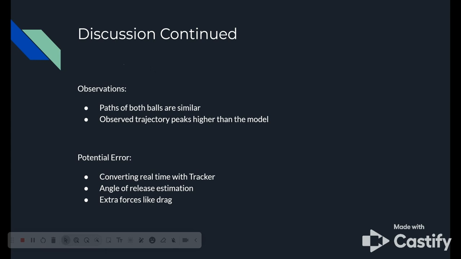Also, I noticed that the observed trajectory peak was actually higher than the model, which I thought was a little weird, because I figured if any apex would be higher, it would be the computational model, because there's no drag. So that surprised me a little bit, but that means that it's likely due to one of these other potential errors, such as converting the real time with Tracker to make sure that the times really match up. Or, this is likely the biggest one, the angle of release estimation. Since you're shooting a big basketball and there's camera angles and things like that, the theta was probably off originally by chance. And then any extra forces that may be there.